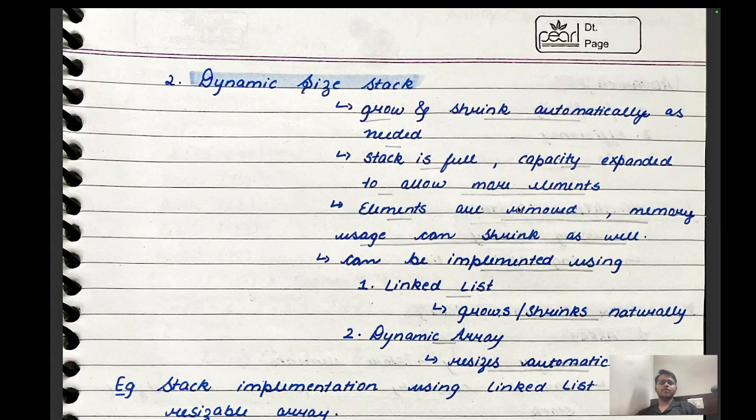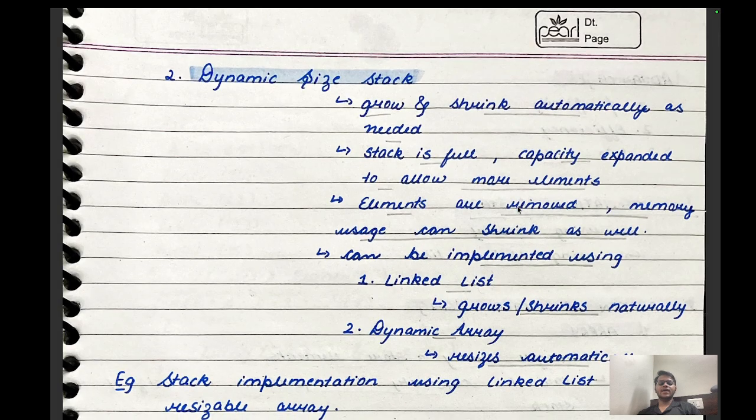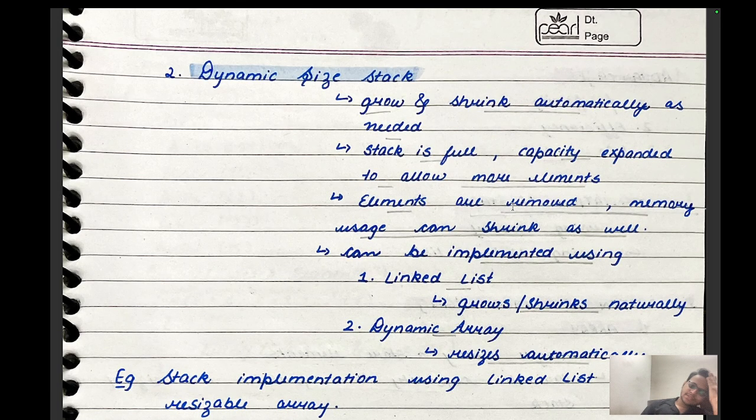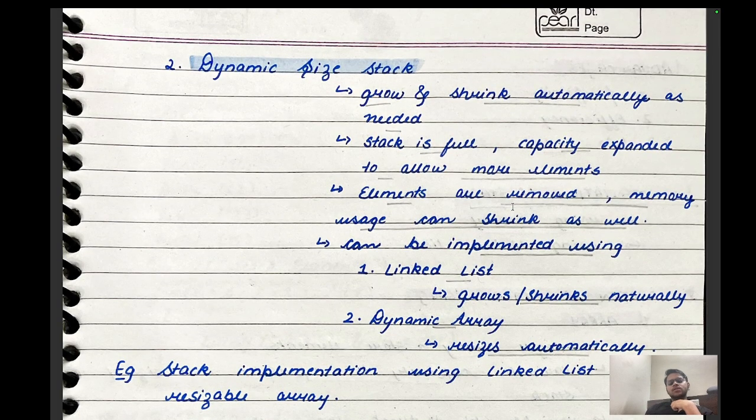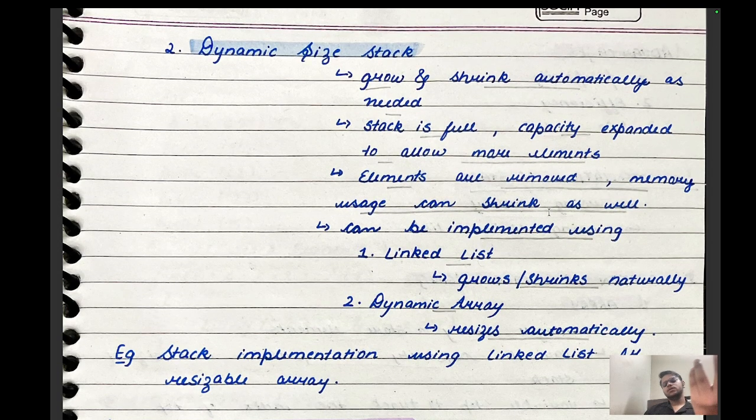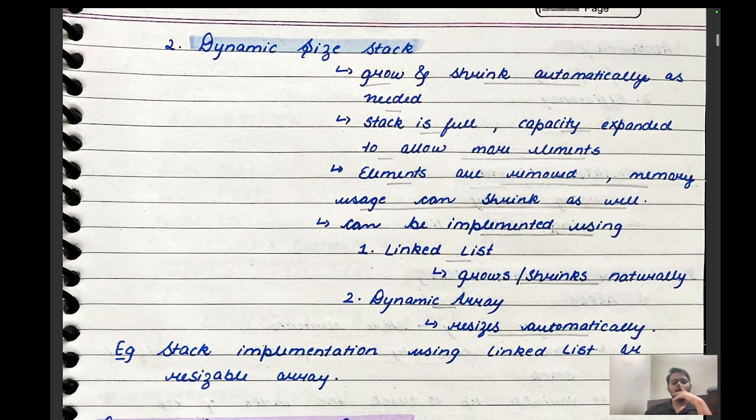We use it in places where we need to handle a large amount of data, in companies or any other place. So basically, a dynamic size stack is a stack where element addition or deletion can be performed at runtime, and no pre-declaration of the size is required beforehand. To implement it, you can use a linked list as I told you. You all know that a linked list grows and shrinks automatically, and a dynamic array can also be used.